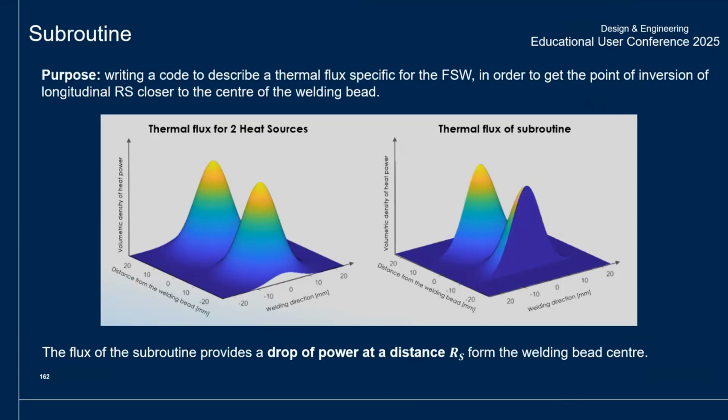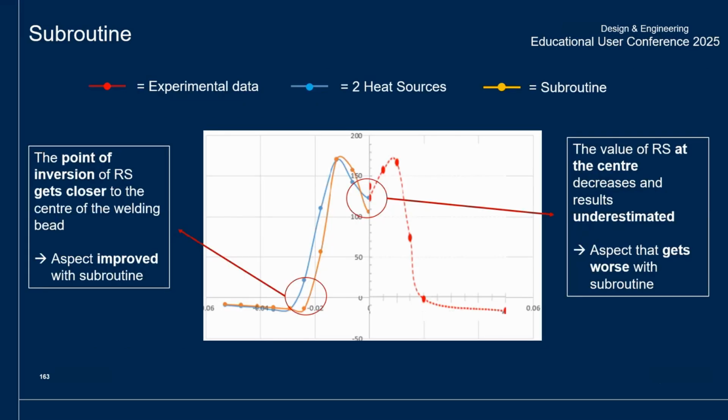Going back to the subroutine, I decided to use a subroutine code in order to create a new heat flux, a new heat source that could represent better the friction stir welding tool. The purpose was writing a code to describe a thermal flux specific for friction stir welding, in order to get the point of inversion of longitudinal residual stresses closer to the center of the welding bead. For this reason, the flux of the subroutine provides a drop of power at a distance from the welding bead center equal to the shoulder radius.